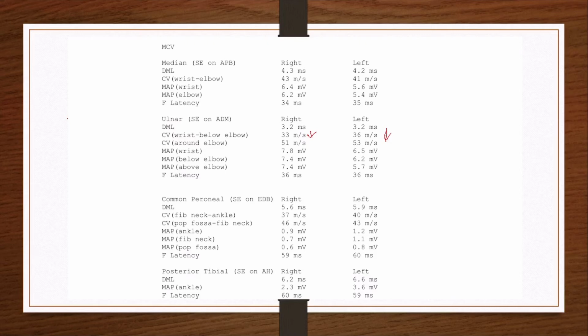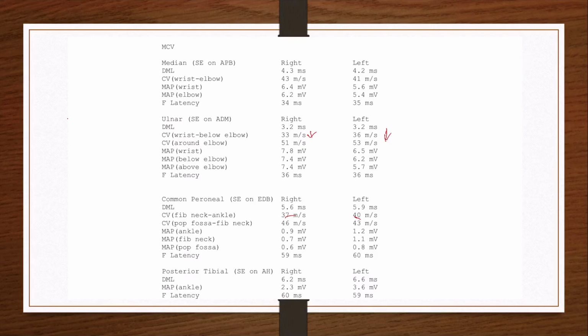Motor amplitudes, again, everything's borderline, a little bit smaller than it should be. F latencies, again, just borderline, a bit prolonged. Common peroneal data, so 5.6, 5.9, that's okay. 37, 40 in the lower leg, again a little bit slower than we'd be expecting. Round the fibular neck does increase in velocity, but again a little bit slower.